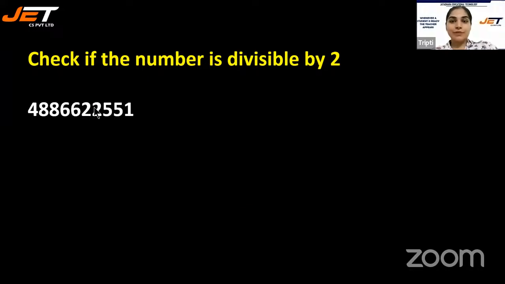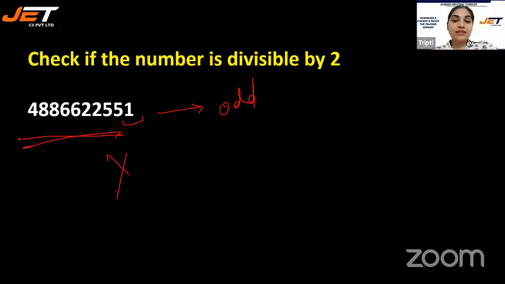This one, oh my God, such a big number. But do not worry about this number because you just need to see the last digit. It is 1. It is odd. That means the entire number is not divisible by 2. So you just have to see whether the last digit is even or odd.